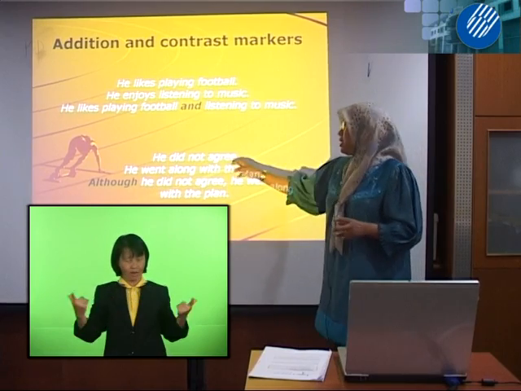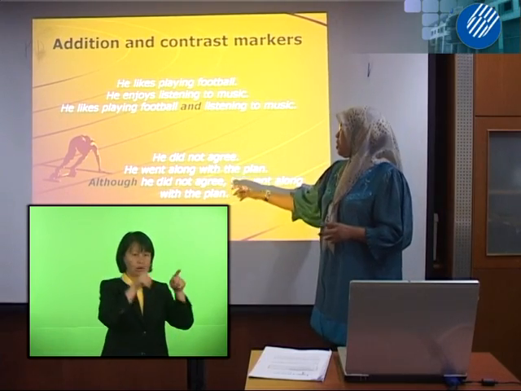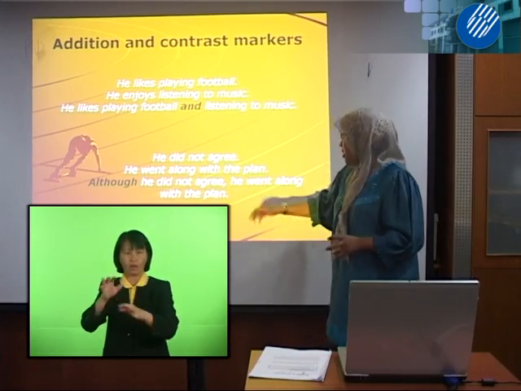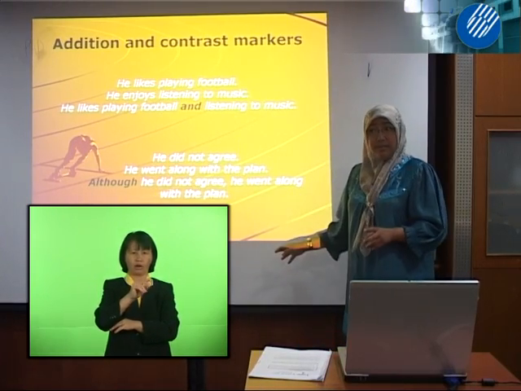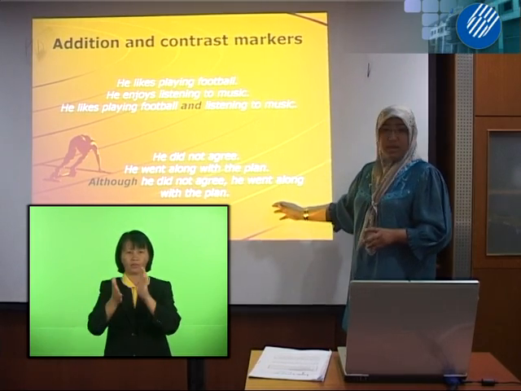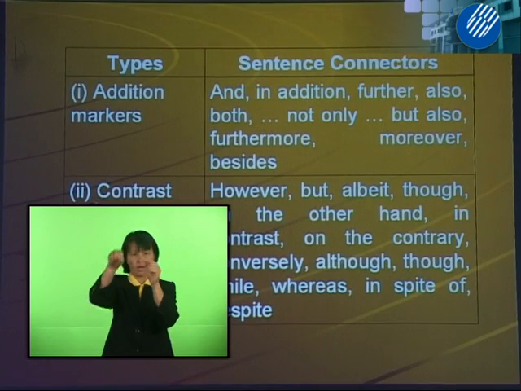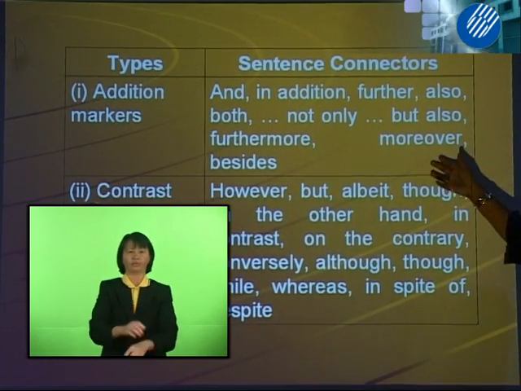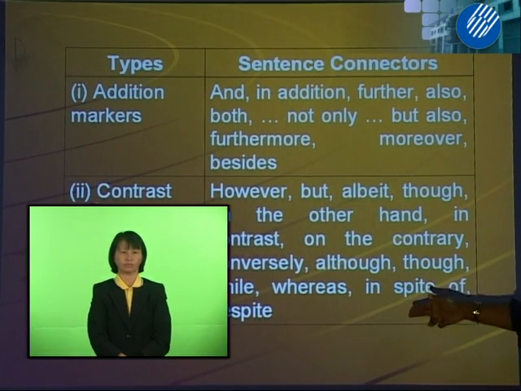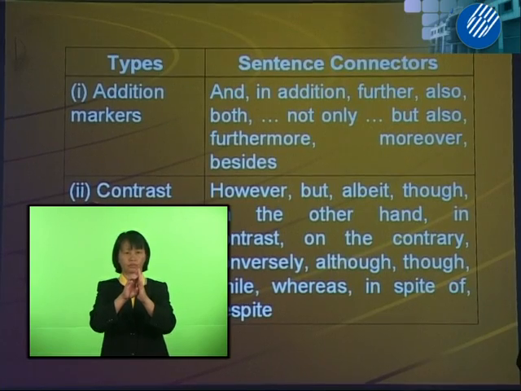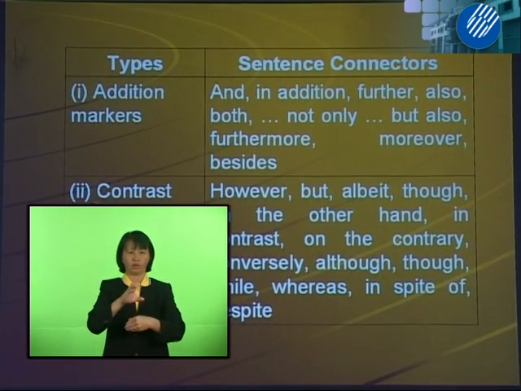For example, he did not agree. He went along with the plan. Although he did not agree, he went along with the plan. So this is addition markers and this is contrast markers. Okay, so these are more examples of addition markers and also contrast markers that you can use in essay writing.